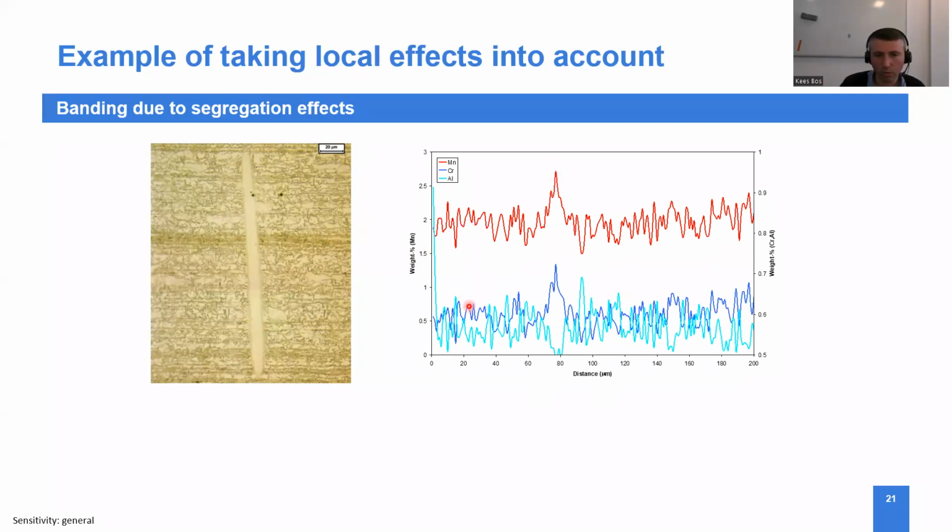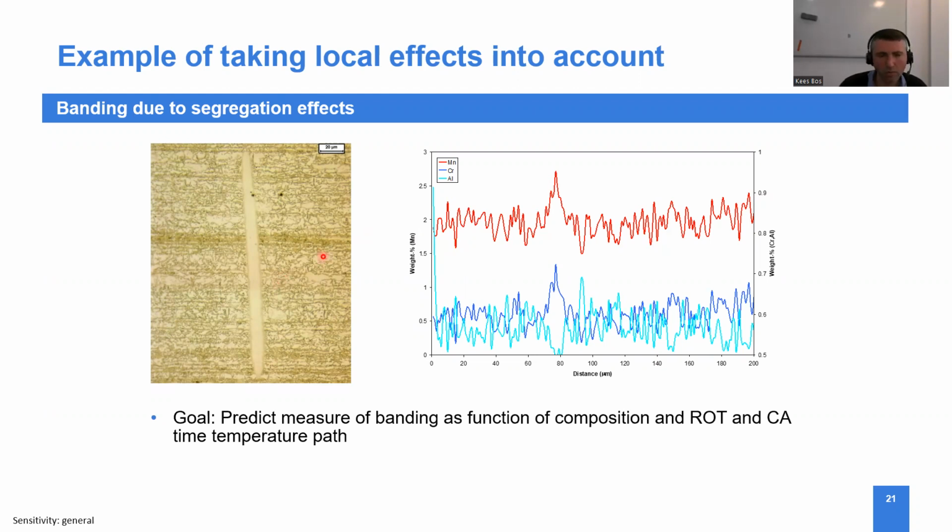And if we look at the chromium in dark blue and the aluminum levels in light blue, we see that they're also scattering quite a lot. And so center line segregation, but for sure also secondary dendrite arm segregation, so microsegregation, can play quite a role. You have variations up to almost half a weight% of manganese effectively, which will of course have an effect on the microstructure evolution and gives you this banded structure.